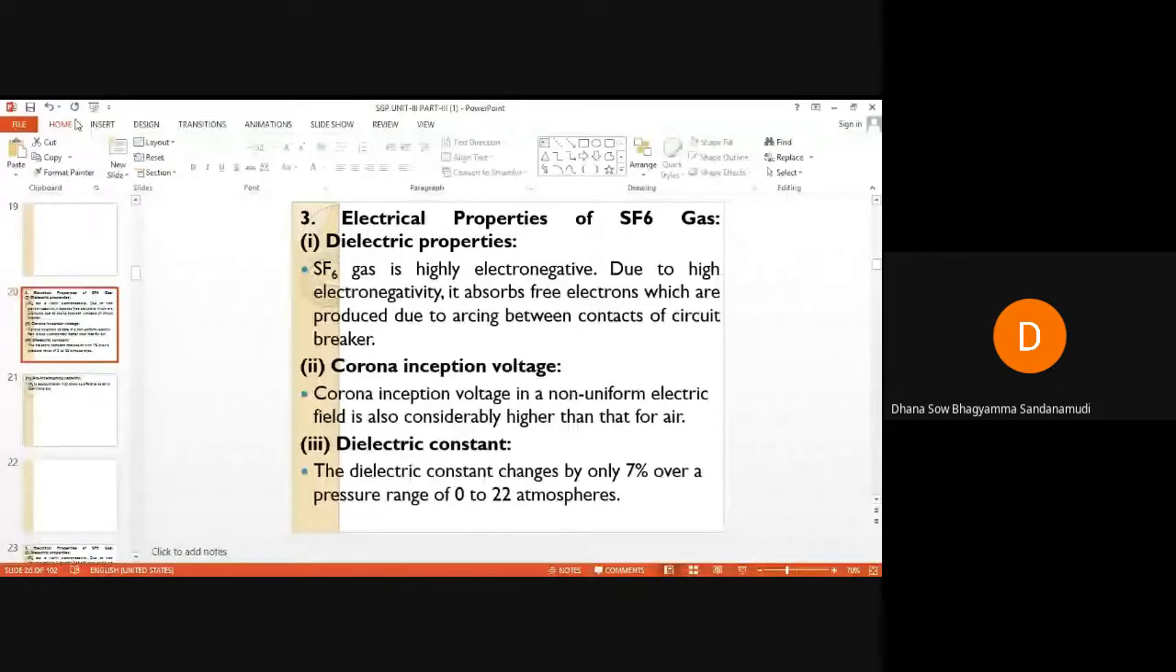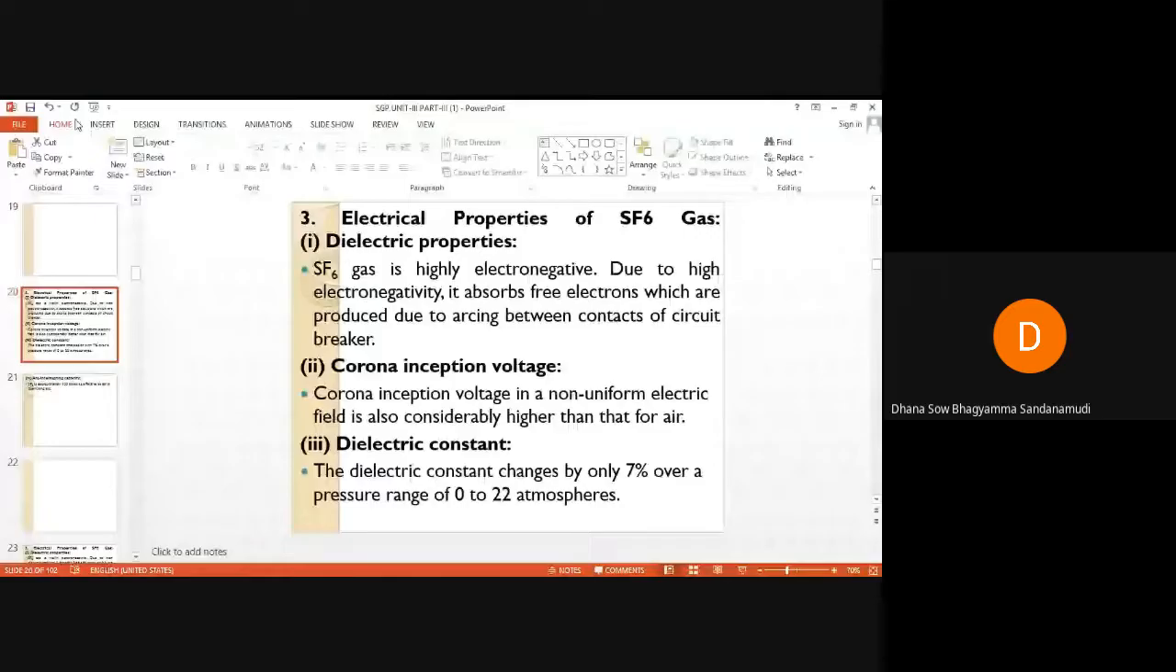The corona inception voltage of SF6 in a non-uniform electric field is also considerably higher than that of air.